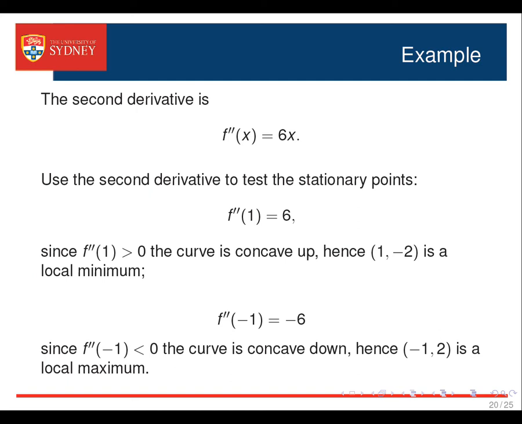Substitute the other stationary point, (-1, 2), into the second derivative. At this point, the second derivative is negative. So the curve is concave down here. Hence, (-1, 2) is a local maximum.